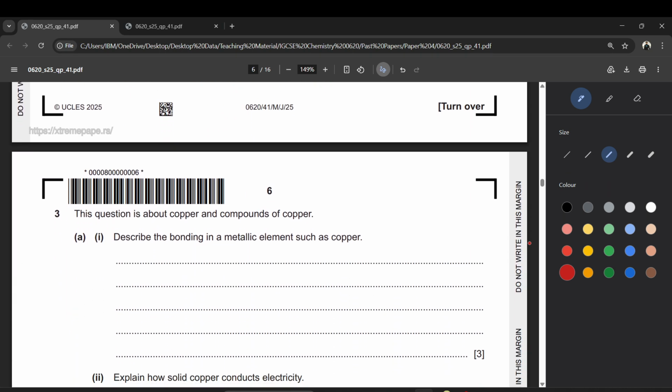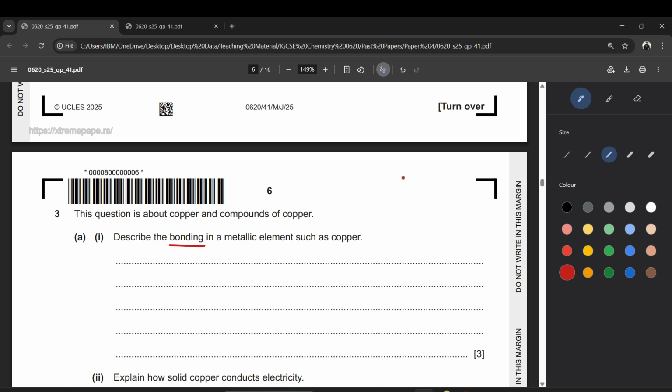This question is about copper and compounds of copper. Describe the bonding in a metallic element such as copper. Now, the question is about bonding. There are three types of bonding in your syllabus that you have to know. One of them is ionic bonding, which is between a metal and a non-metal. Then covalent bonding, that is between two non-metal atoms. And the third is metallic bonding, which is specific to just metals.